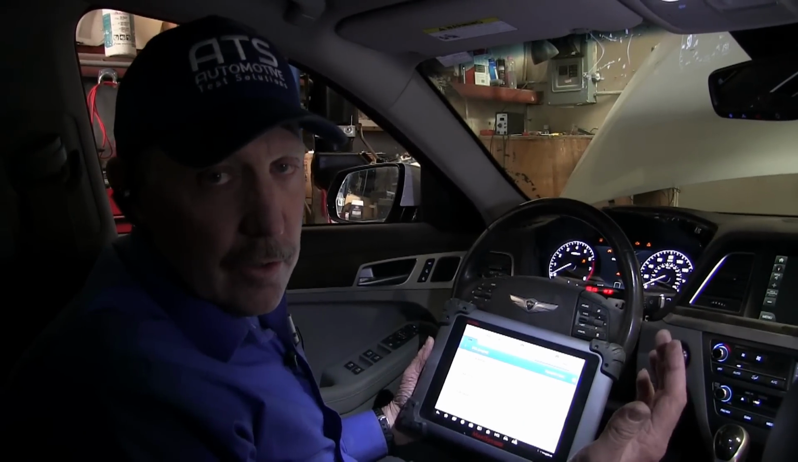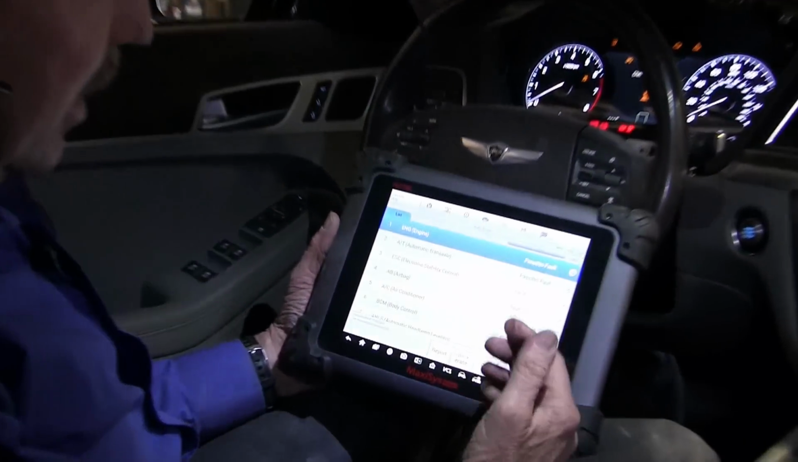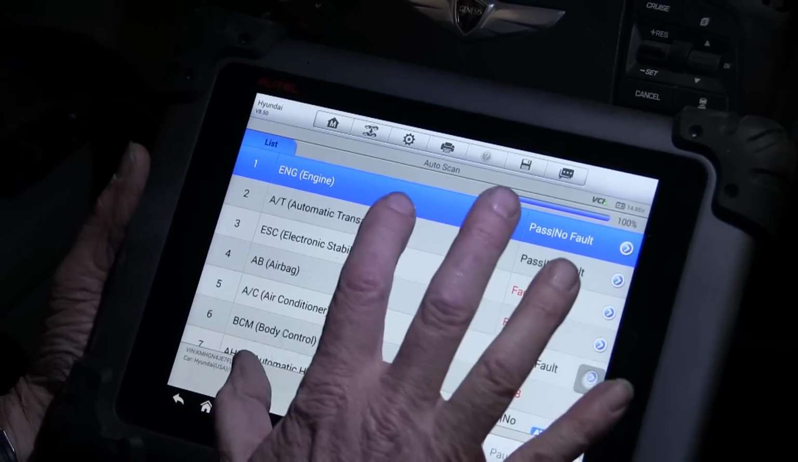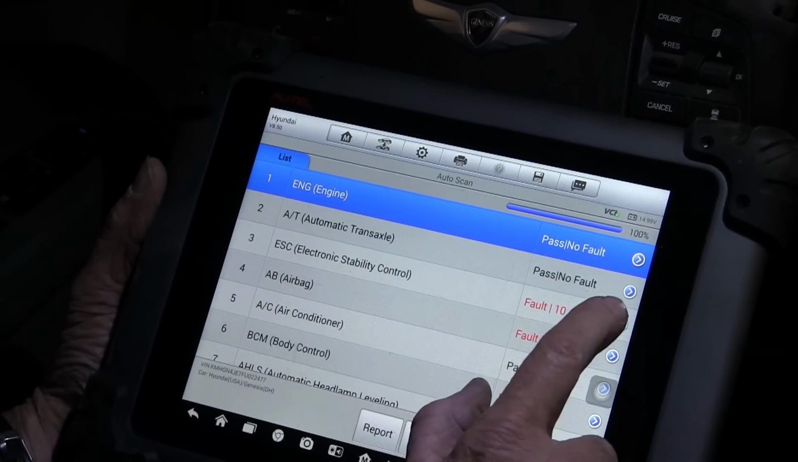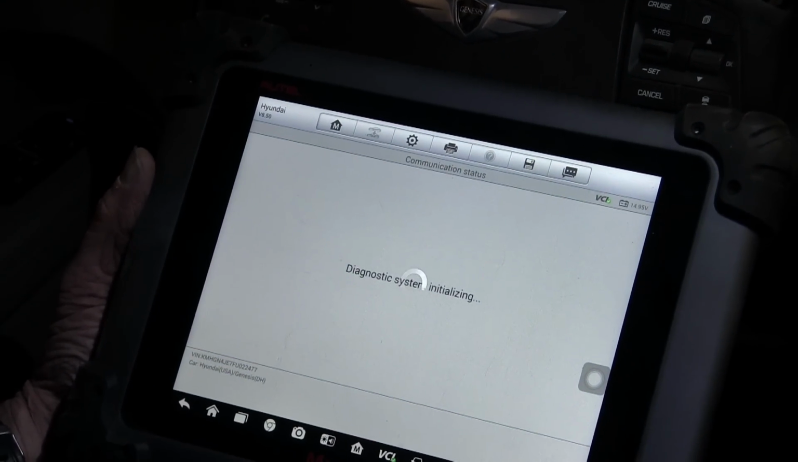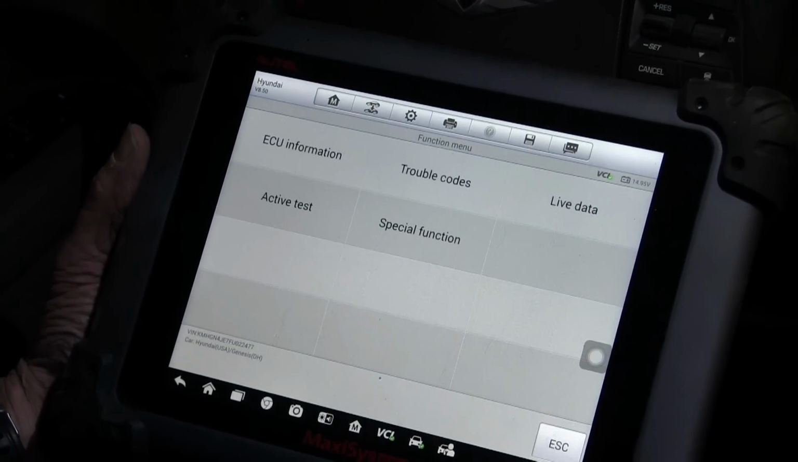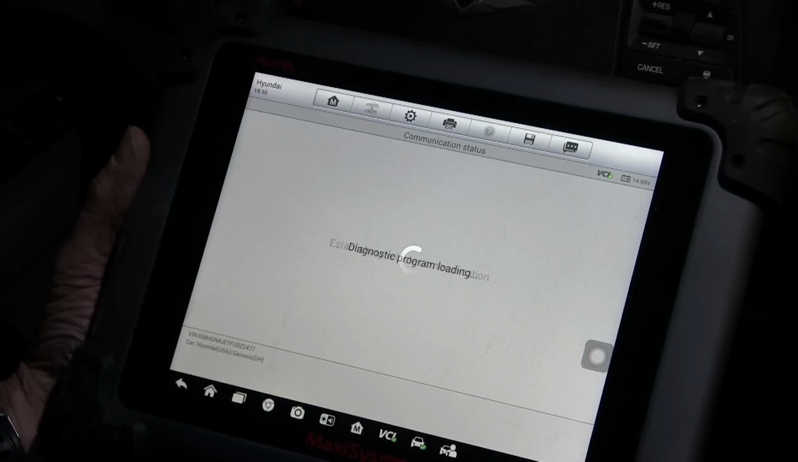I've got the scan tool and we pulled up the data. We went in and we queried a general scan of all the modules so we could see. We have the electronic stability control has 10 faults. Let's just take a quick look at this one. You want to look at trouble codes.